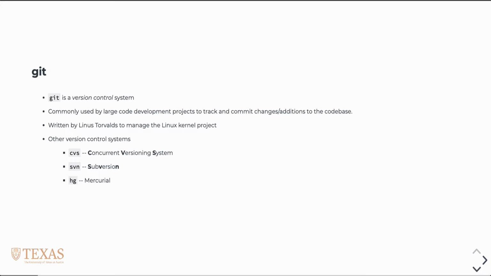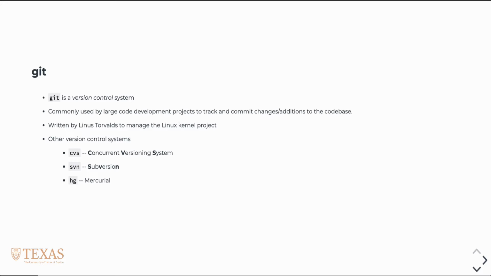Just coincidentally, or not necessarily coincidentally, but not that important, is the fact that it was written by Linus Torvalds to manage the Linux kernel project. Of course Linus Torvalds is the namesake of Linux, and he wasn't happy with the old central version control systems like CVS and SVN, and decided to create Git to manage the Linux kernel project.